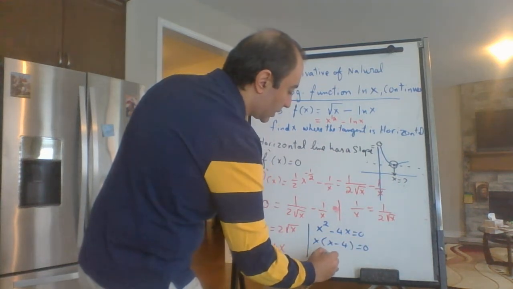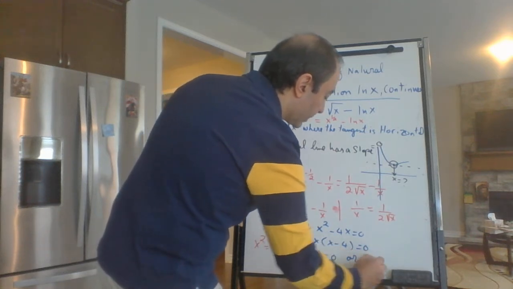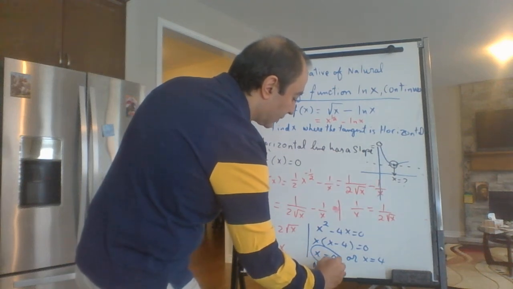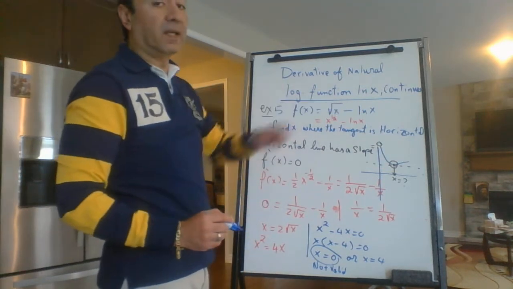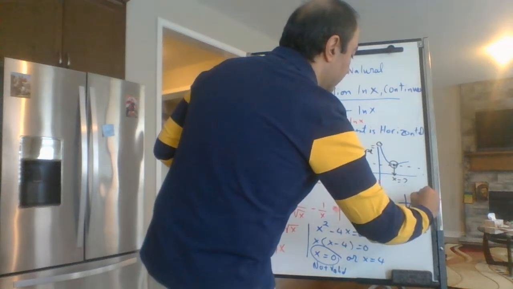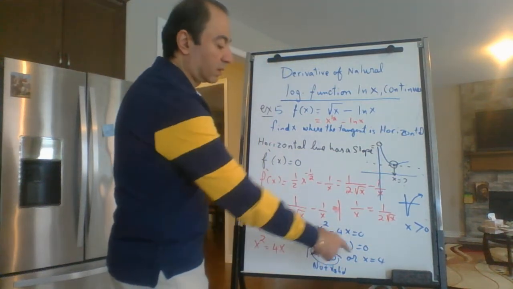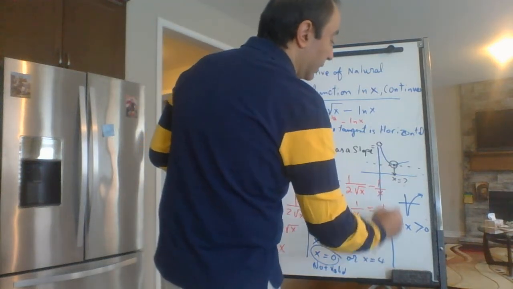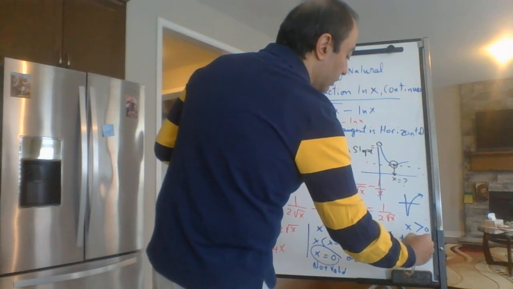So either x equals 0 or x equals 4. x equals 0 is not valid, because if I put 0, I cannot find ln of 0. The ln function is like that: x has to be greater than 0. So this is not valid. The answer is x equals 4. So the curve will have a horizontal tangent at x equals 4. This is our answer.